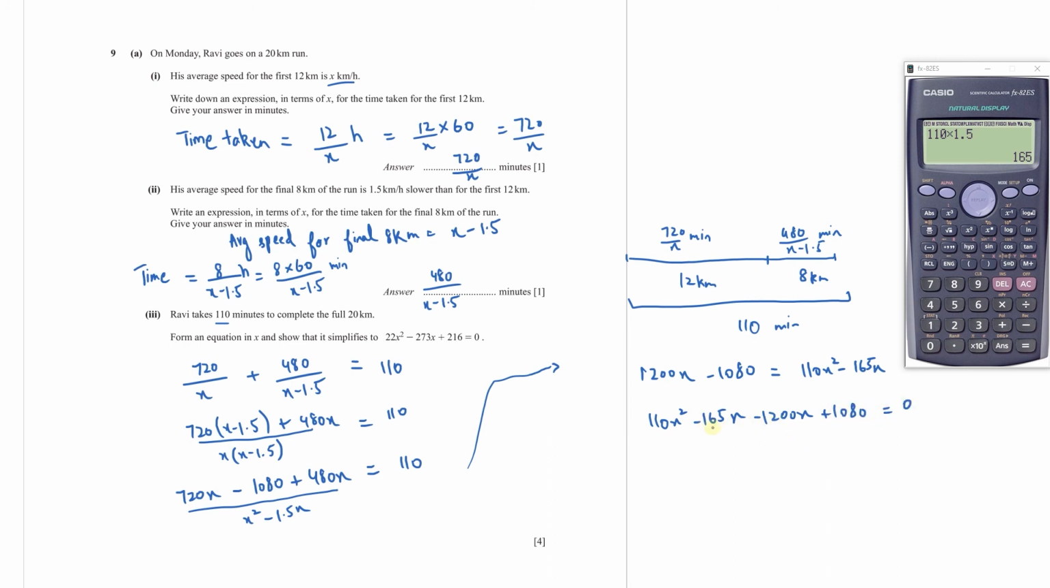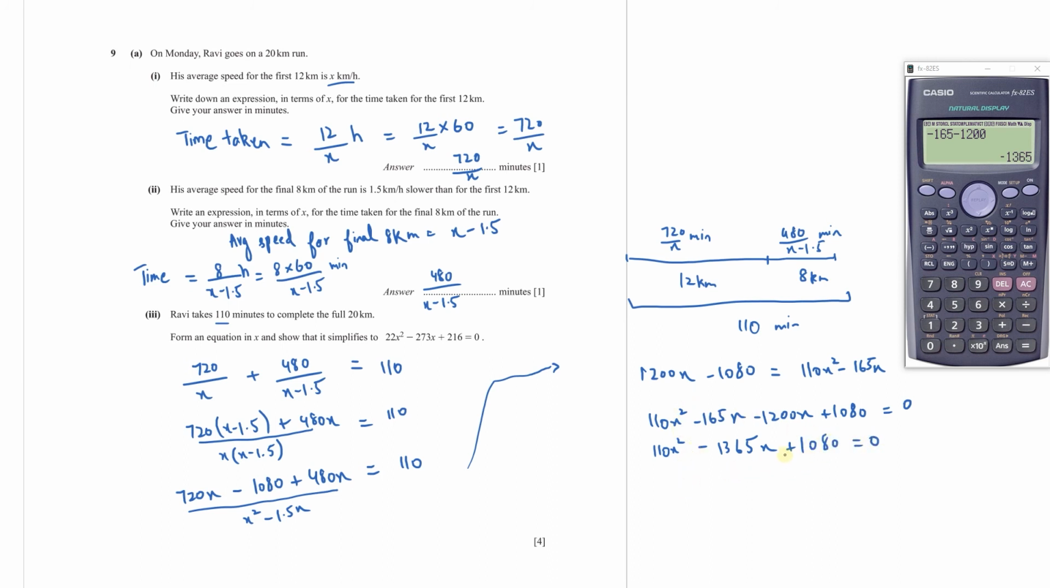So minus 165 minus 1200. So this gives you minus 1365. So this will be 110x squared minus 1365x plus 1080 equals 0.